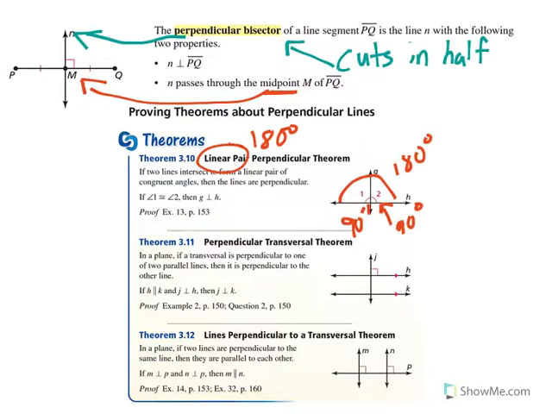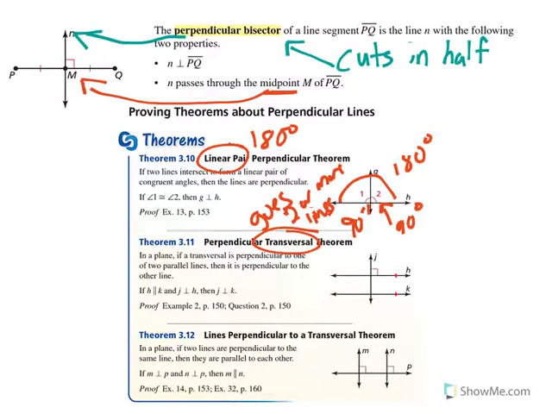Then we have perpendicular transversal theorem. This theorem is talking about the line, that transversal that we've been talking about. Remember, a transversal is something that cuts two or more lines. It cuts across them. It doesn't cut them in half or anything. It just goes across two or more lines. Then, if we have a perpendicular transversal, if it's perpendicular to one of the two parallel lines, then it's going to be perpendicular to another one.